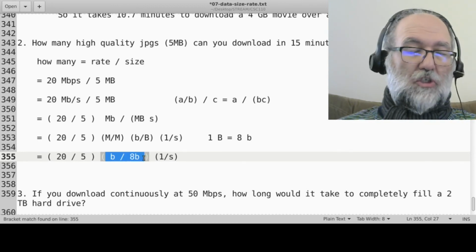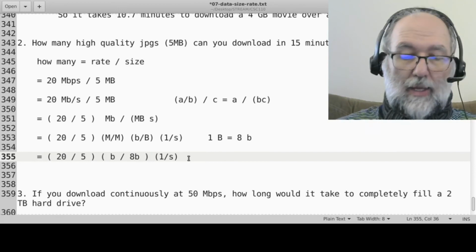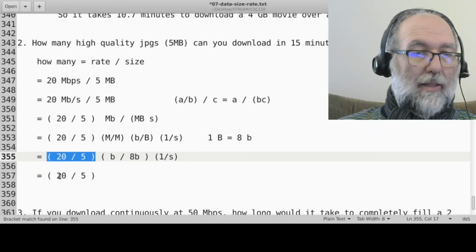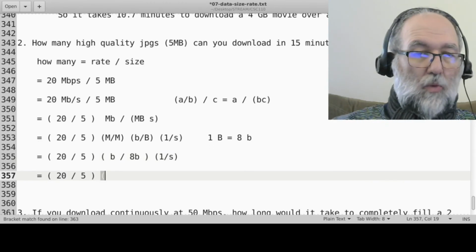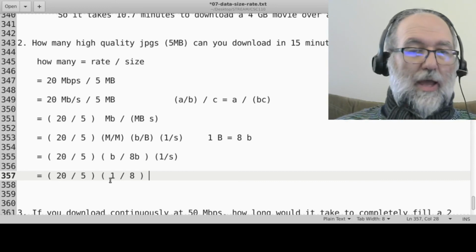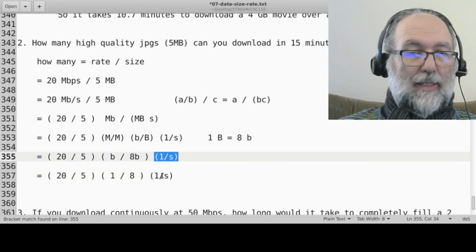And so this entire fraction just becomes 1 over 8. Okay? And so that's the next step. Over here, we get that, and then we get 1 divided by 8, like that. And we still have the per second as our unit, like that.